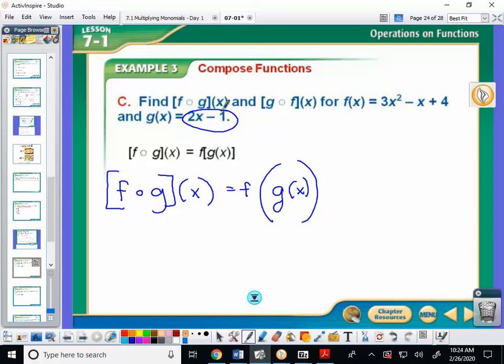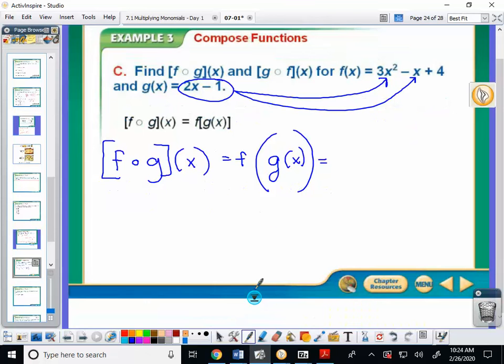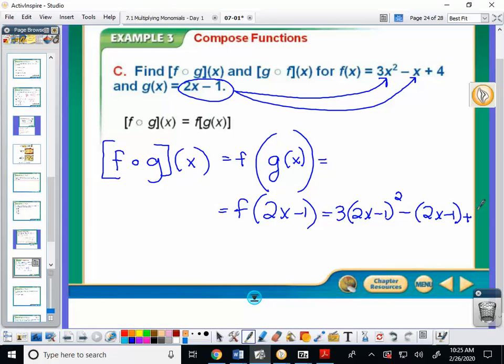I'm going to replace the x's in that f function with 2x minus 1. I'm putting 2x minus 1 in for x there, and put it in for x there. So f of 2x minus 1. So into my f function, I put my g function. I replace g of x with 2x minus 1. So I've got 3 parentheses, 2x minus 1 squared minus 2x minus 1 plus 4.